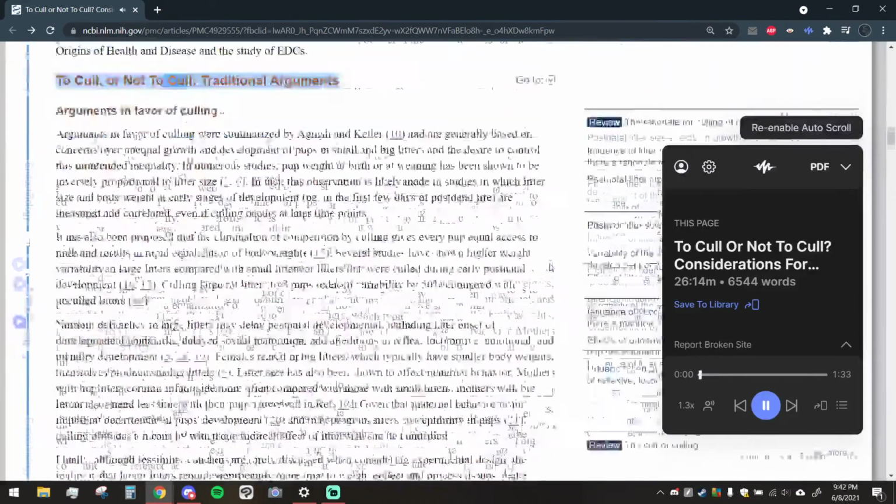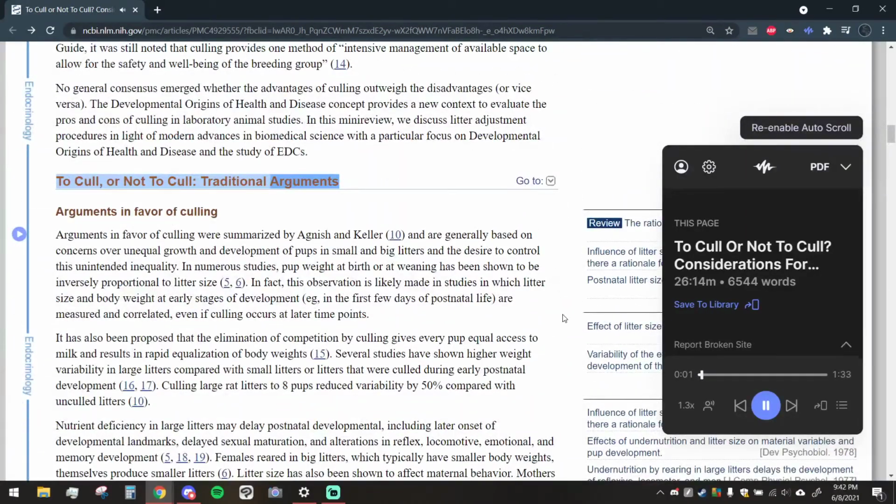To cull, or not to cull: traditional arguments. Arguments in favor of culling. Arguments in favor of culling were summarized by Agnish and Keller, and are generally based on concerns over unequal growth and development of pups in small and big litters and the desire to control this unintended inequality. In numerous studies, pup weight at birth or at weaning has been shown to be inversely proportional to litter size.